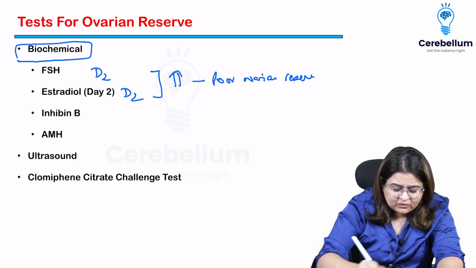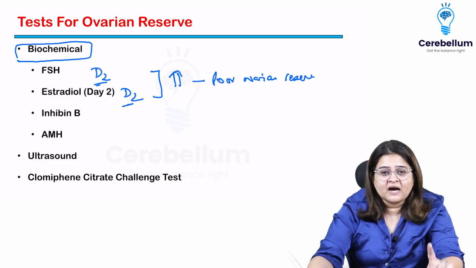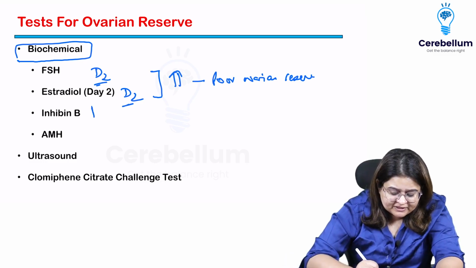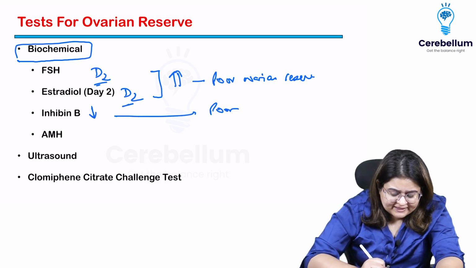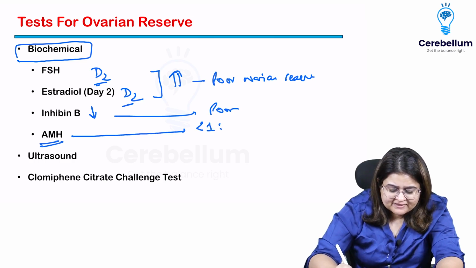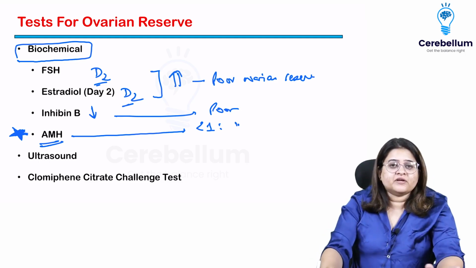Remember, these are being done on day 2. Day 2 FSH, day 2 estradiol. If they are high, it is an indication of poor ovarian reserve. Inhibin B, if it's less, it is an indication of poor reserve. And AMH, anti-Mullerian hormone, if it is less than 1, again it is a sign of poor ovarian reserve. This is the most important marker nowadays we do to check for ovarian reserve.